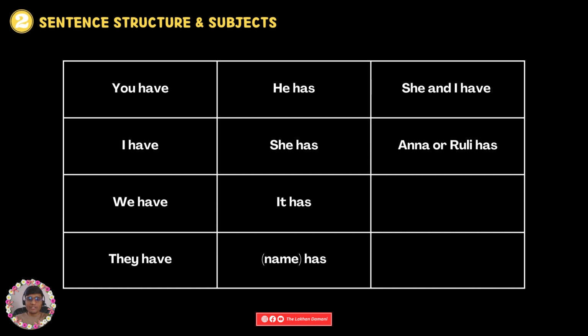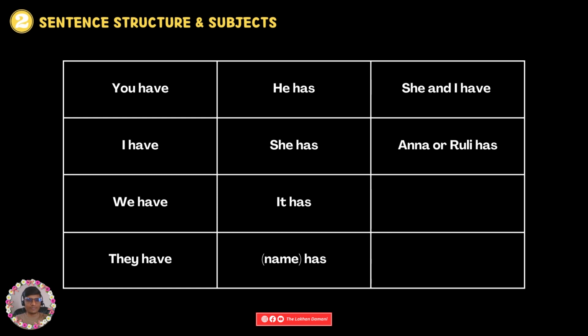When we have she and I, they are talking to people. When we say Anna or Ruli, they are asking us to choose one of them. That's why we use has as a singular, right? Try to understand this last, but the rest of them are the same. You have, I have, we have, they have, she has, he has, it has, and one singular name has. That's what I did say.